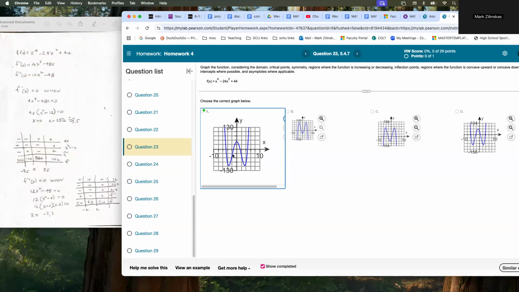And I look about negative 2. It looks like the concavity is changing from concave up to concave down, just like we said here. And then also at 2, same thing here, right about here. It's changing from concave down to concave up.